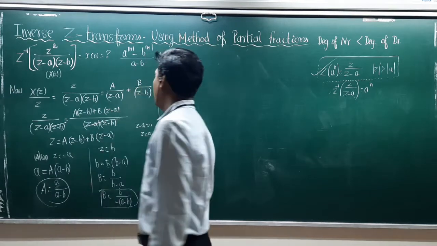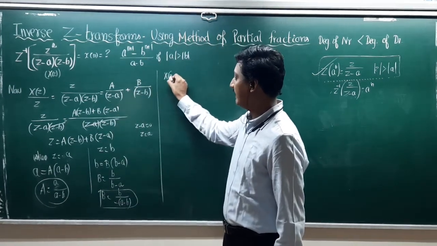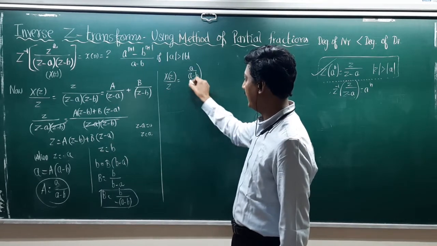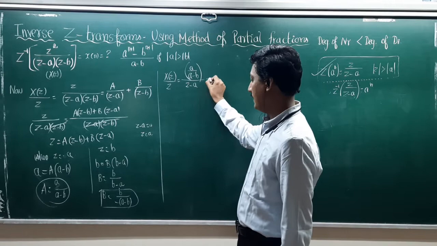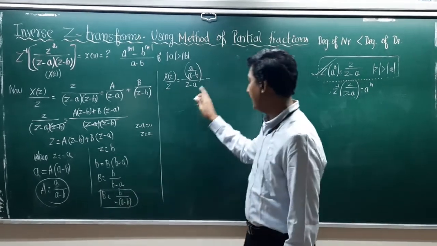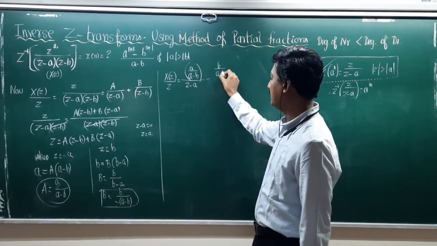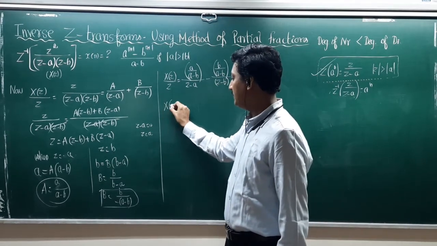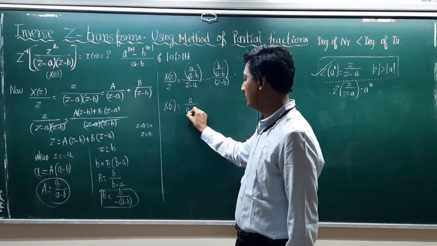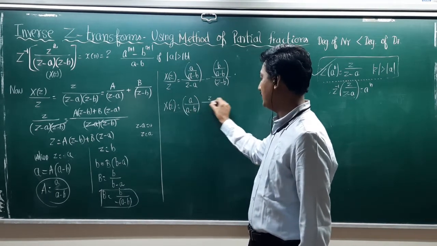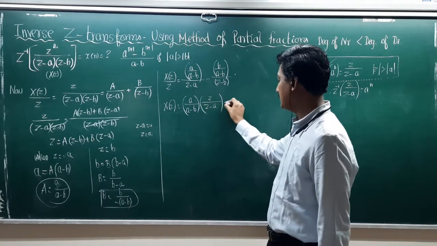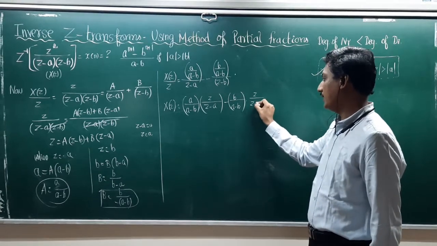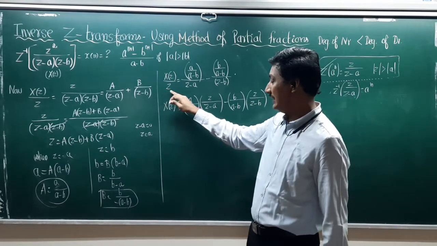So let us substitute. In this step, what happened? We get x of z by z is equal to a by a minus b by z minus a, minus b by a minus b by z minus b. Is that clear? So this is nothing but x of z. Can I multiply the z to the other side? So a by a minus b into z by z minus a, minus b by a minus b into z by z minus b. Now multiply this reserved z to the other side.